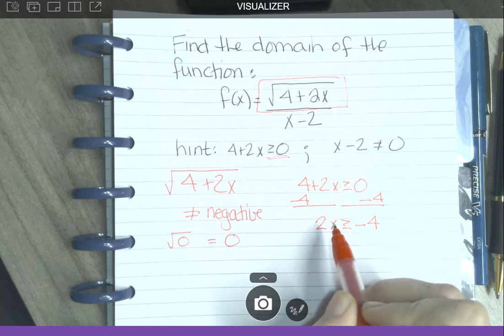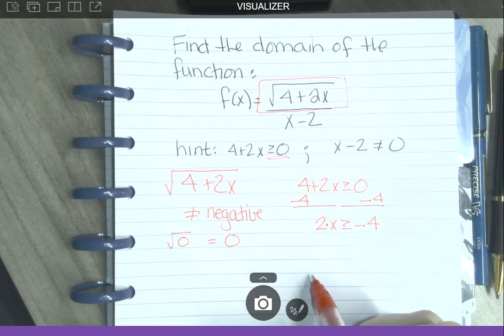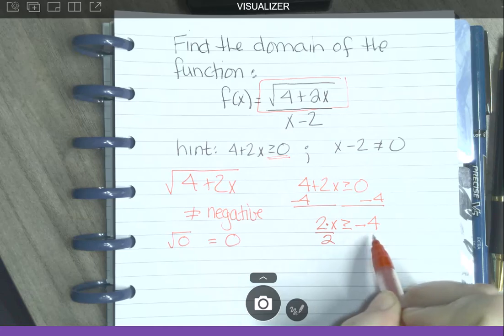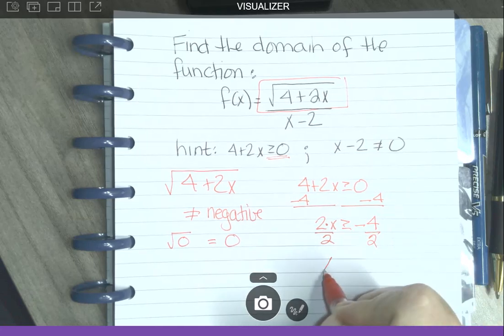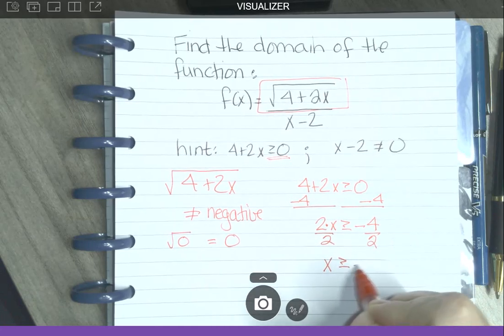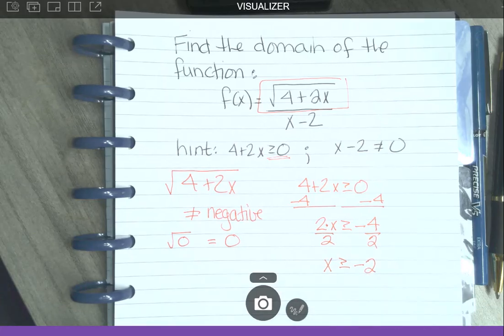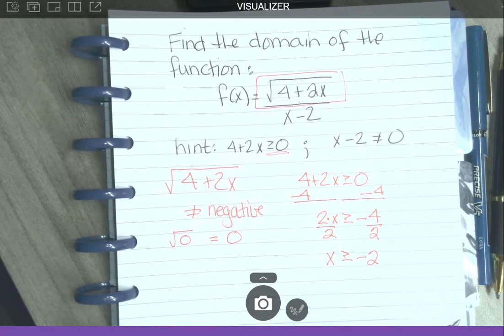Now we need to get x by itself. Anytime I have a 2 next to a variable, it means to multiply. The opposite of multiplying is dividing. That gives us x is greater than or equal to negative 2. All right, that's our first restraint.